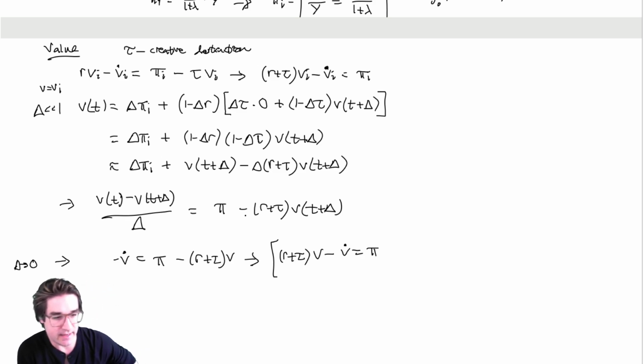So that's pretty much it for today. We've basically gotten to the value function, or it's not a value function, it's just the value. We'll plug that into free entry next time and actually solve for the equilibrium.